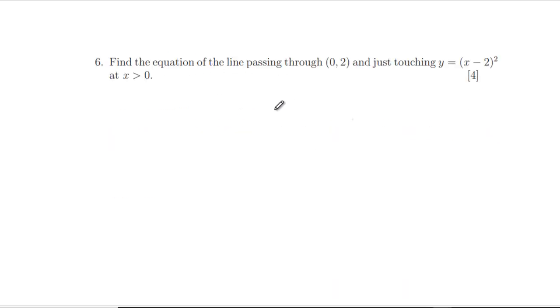Find the equation of the line passing through 0, 2 and just touching this parabola here at x greater than 0. Right, so it makes me think this isn't going to be on the parabola the way they've said it, and if you put 0 in, you get y is 4. So yeah, that's not on it. So let's do a little sketch of what we're actually playing around with here. We've got our parabola, which is going to be sitting 2 off to the right as a transformation. So we've got that, and we've got this point 0, 2.